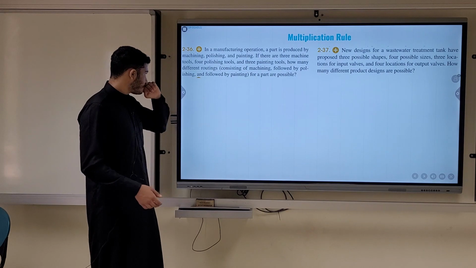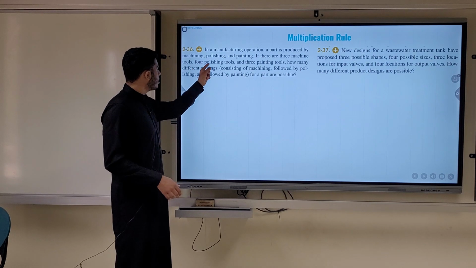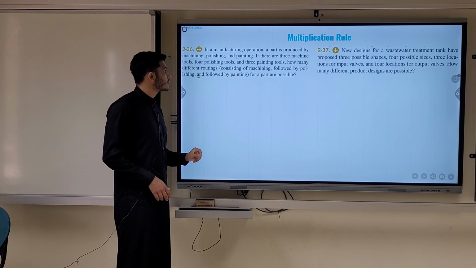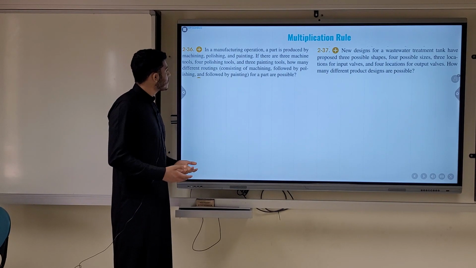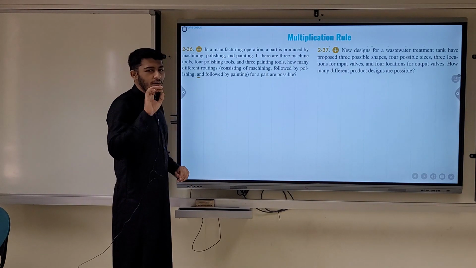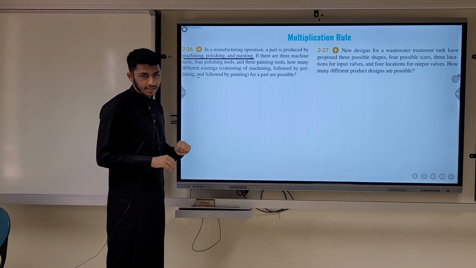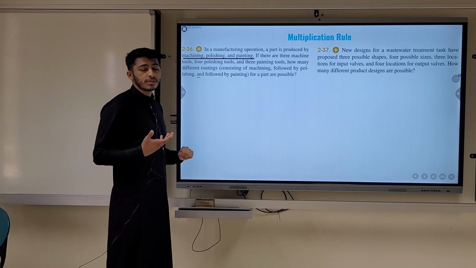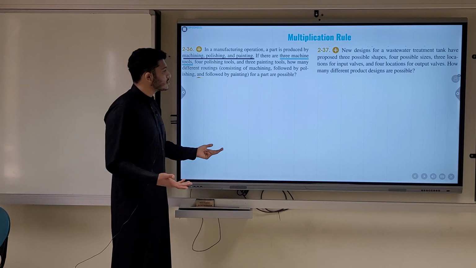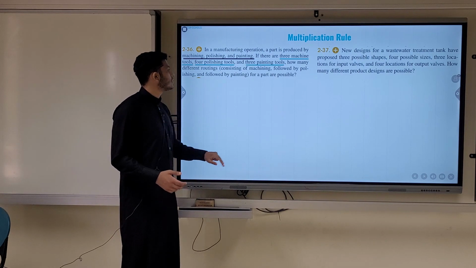So the question says, in a manufacturing operation, a part is produced by machining, polishing, and painting. If there are 3 machine tools, 4 polishing tools, and 3 painting tools, how many different routings for a part are possible? So we can see that we have 3 steps: machining, polishing, and painting. And for each of these steps, there are a different number of options. In the machining step, we have 3 tools we can do the machining with, 3 options, and 4 for the polishing and 3 for the painting.